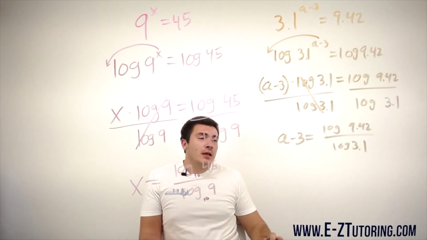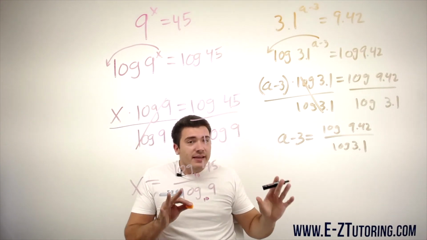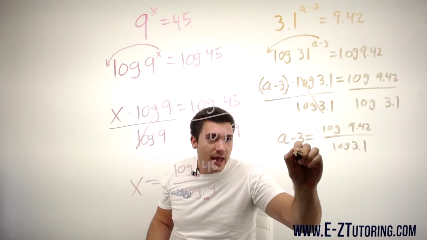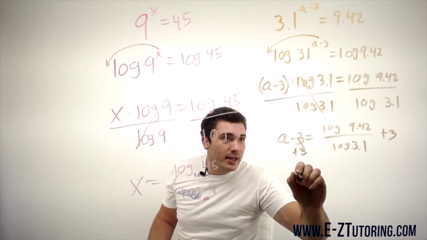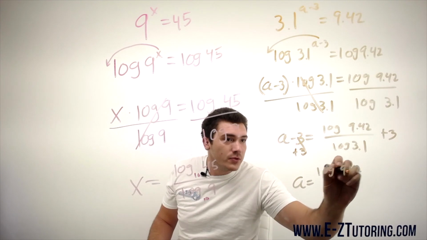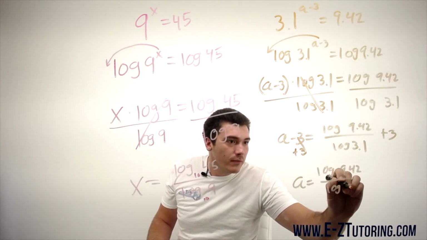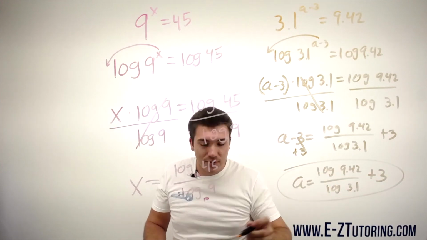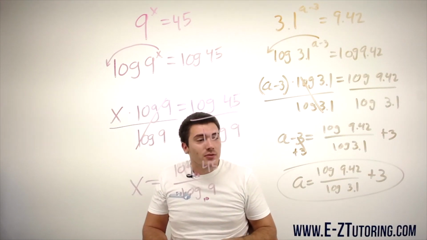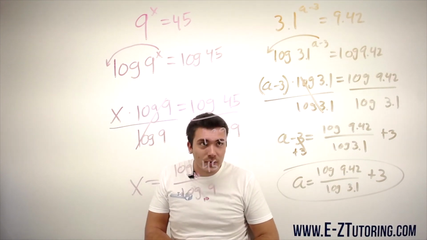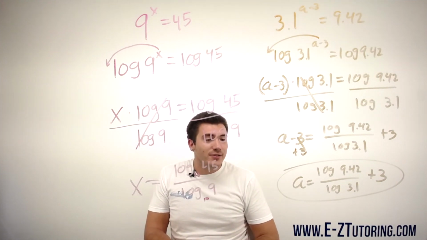Now, these are the exact same steps that we did over here, except that now we have a minus 3, so we have to add 3 to both sides. So we get that a equals log of 9.42 over log of 3.1 plus 3. That is your answer for a. So once again, simply plug that into the calculator. It'll give you a number. And that is your answer.